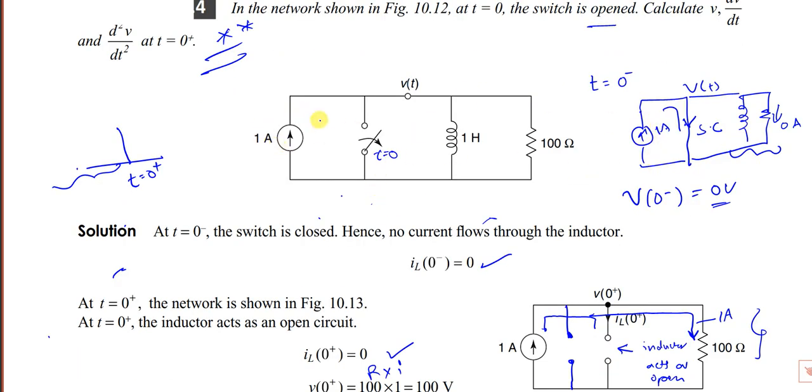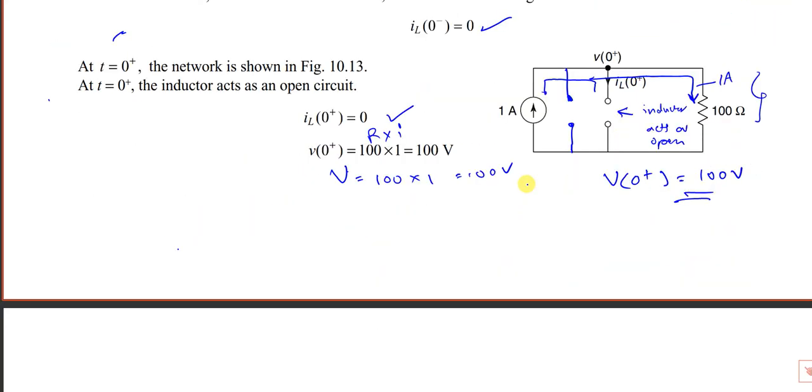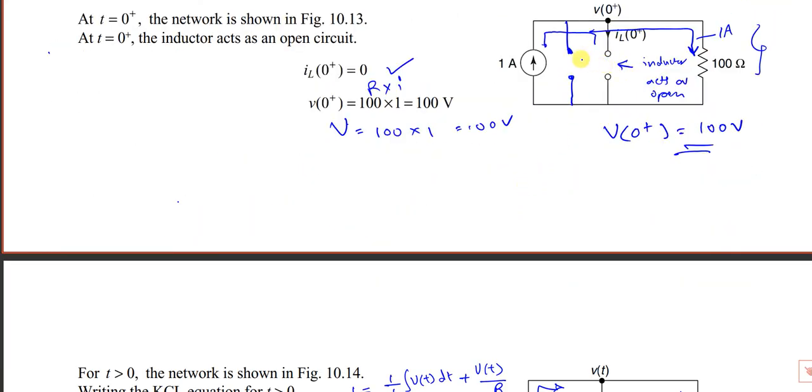So once the switch is closed, the entire current is flowing through the short circuit path. No current is flowing in this. So the initial current in the inductor is 0. Initial current in the resistance is also 0. So v of t is 0, because short circuit is 0 resistance. For t greater than 0, the inductor acts as open circuit, and all the current flows through the resistance, so the drop across this 100 ohms, 100 into 1 amp, is 100 volts.